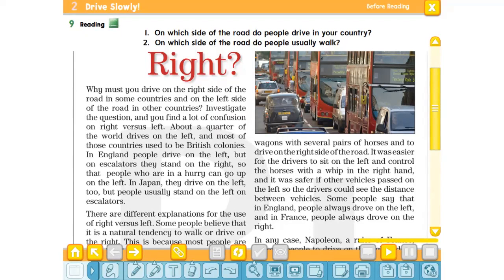In England, people drive on the left. But on escalators, they stand on the right, so that people who are in a hurry can go up on the left. In Japan, they drive on the left too. But people usually stand on the left on escalators.